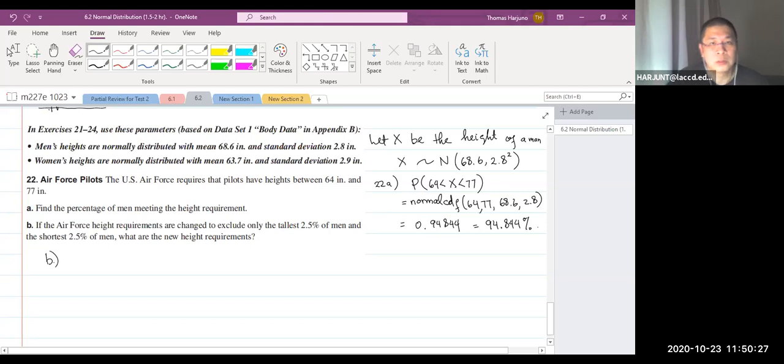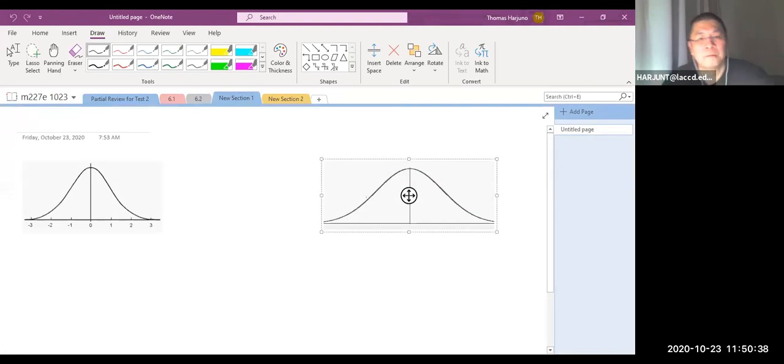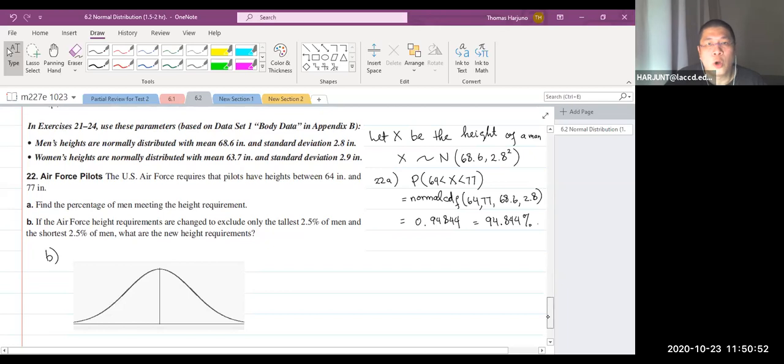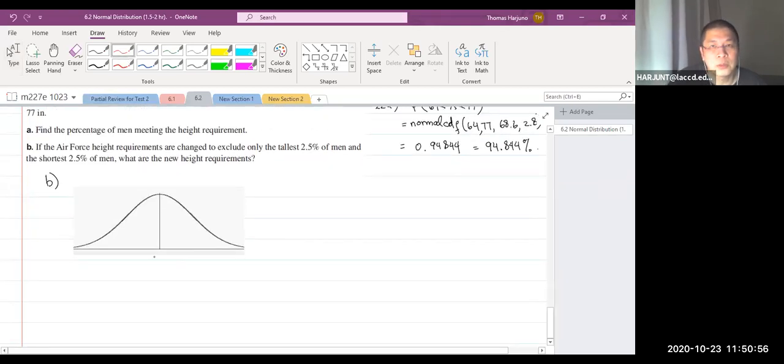If Air Force height requirements are changed to exclude only the tallest 2.5% and the shortest 2.5%. In a second, let me quote this so that we can better visualize that. So we want to exclude only the tallest 2.5%. The mean is 68.6, right? Now we want to find these here so that we exclude only 2.5% the tallest, and exclude only 2.5% the shortest.